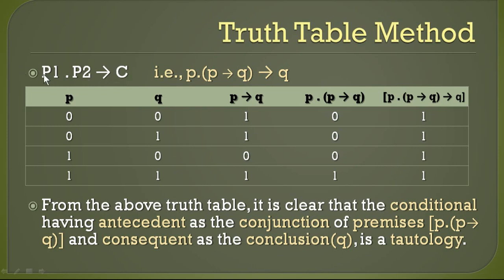So P1, that is the premise 1, dot, that is the AND operator, P2, that is P implies Q, implies C, that is Q. So what you have written is P dot P implies Q implies Q. This is what you are going to find. So you are going to write P and Q as the variables. So you got 4 combinations: 0 0 1 1 and 0 1 0 1. So 4 different combinations are available.